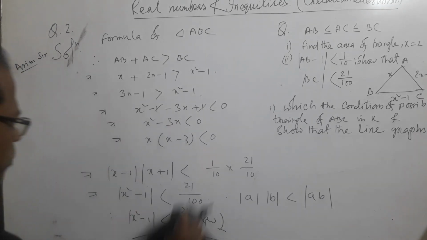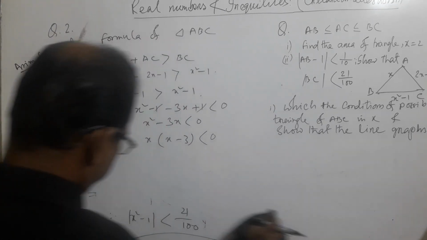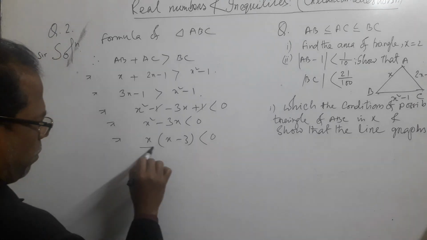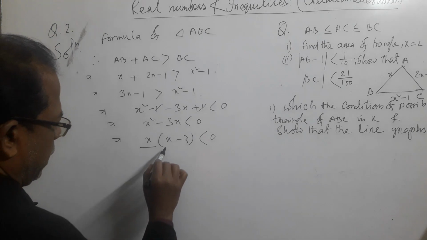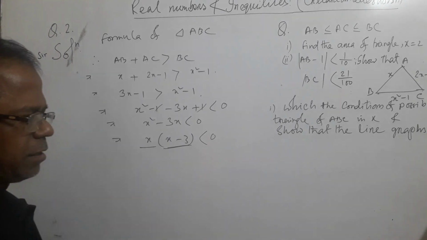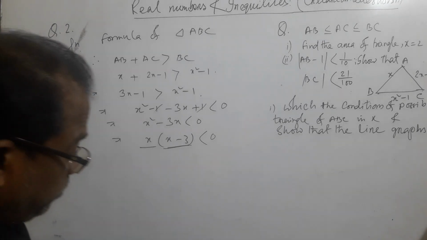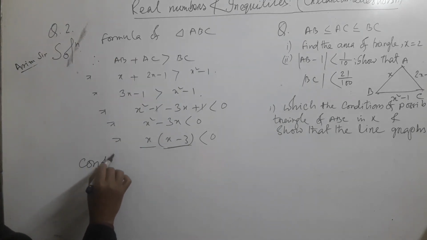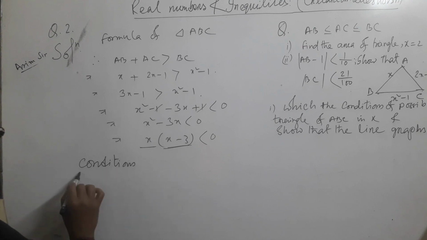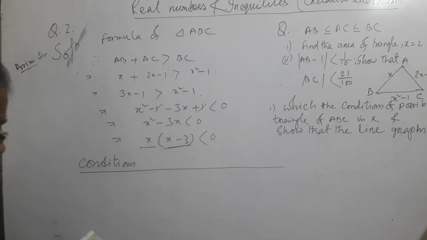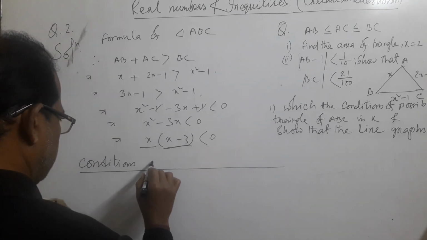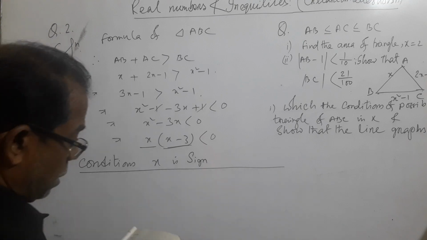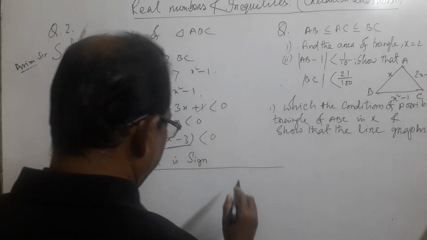You have to build up your formation. Formation means when x is the value 0, that means plus; x is the value 3, that means plus. So conditions: x has a sign and x minus 3 has a sign.